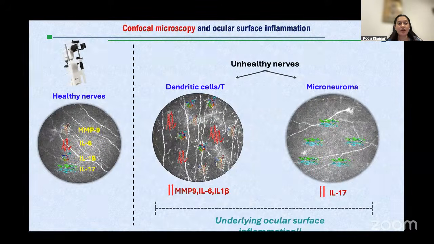And Professor Budwan has already shown beautiful images again about the nerves, but this is how the healthy nerves look, and this is what normal corneal biomarkers would have. But if you have a lot of these dendritic cells or microneuroma, then the balance of these biomarkers is just tilted, and you have a lot more MMP9, IL-6, IL-1 beta. And if you have a microneuroma, this patient tends to have a lot higher IL-17A, which leads to pain without stain, where it doesn't give you an answer about why the patient has complaints or why the patient is not healing appropriately. So these are the two types of unhealthy nerves we see.